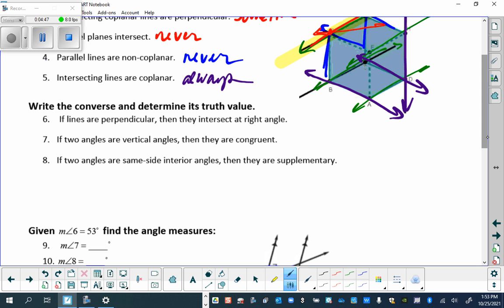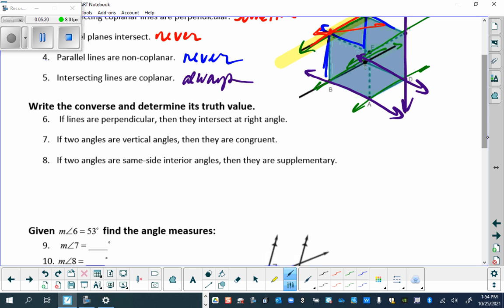We wanted you to write the converse and determine the truth value. The converse is where you take your conclusion and your hypothesis and switch them. So instead of saying if lines are perpendicular, they intersect at a right angle, we swap it around and say if lines intersect at a right angle, they are perpendicular. Would you say that is a true statement? Yes, sir. And that definition of perpendicular runs both ways. If lines intersect at a right angle, then they're perpendicular. If lines are intersecting lines that are perpendicular, they intersect at a right angle. So that works both ways.